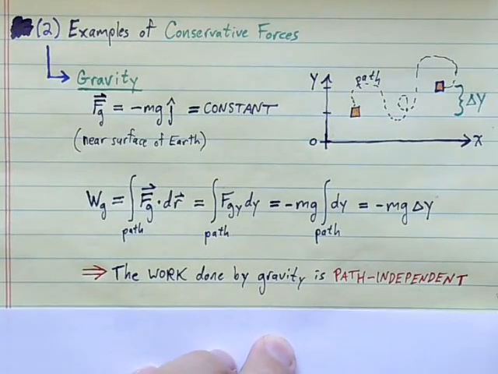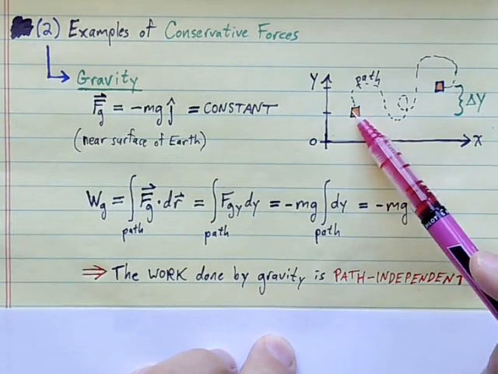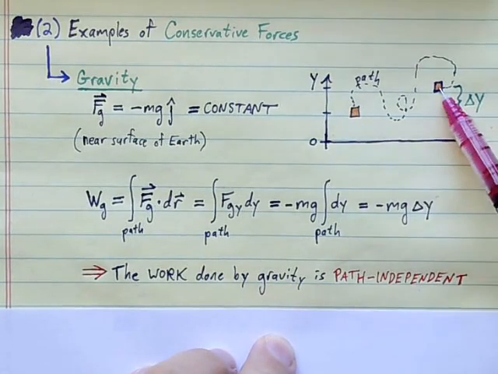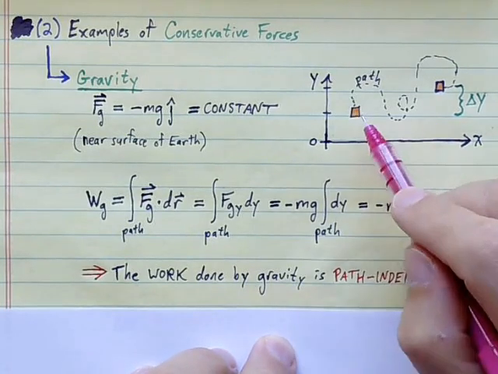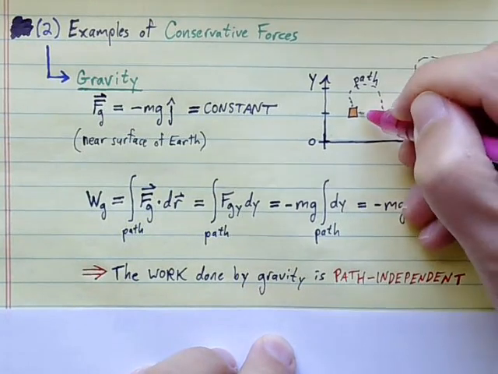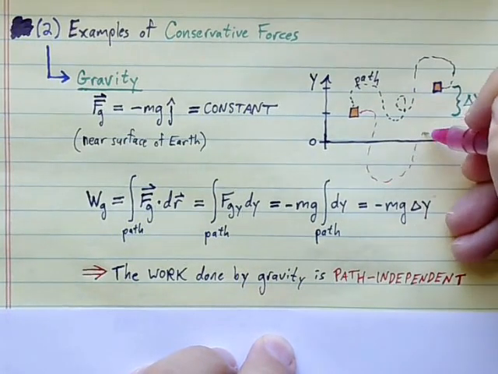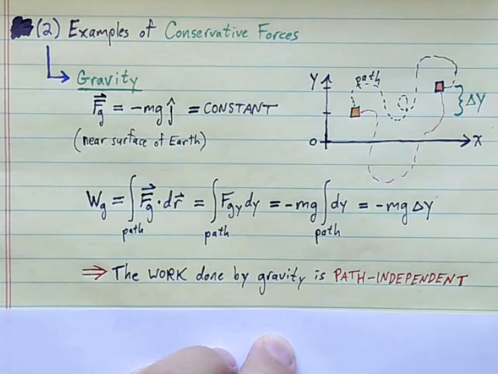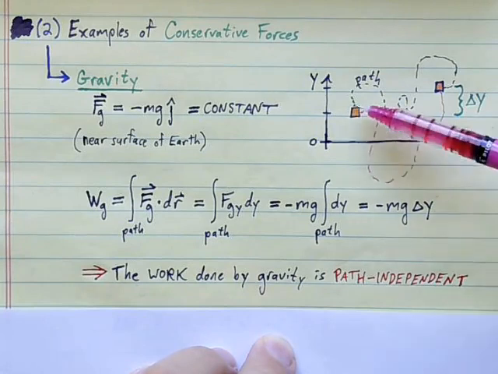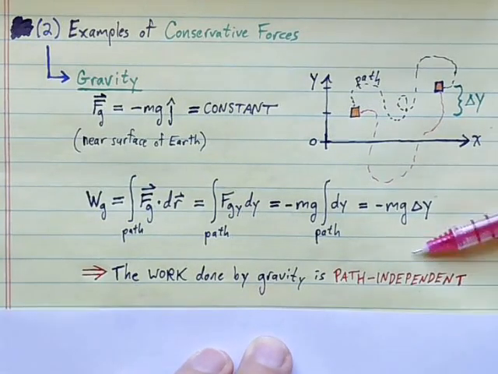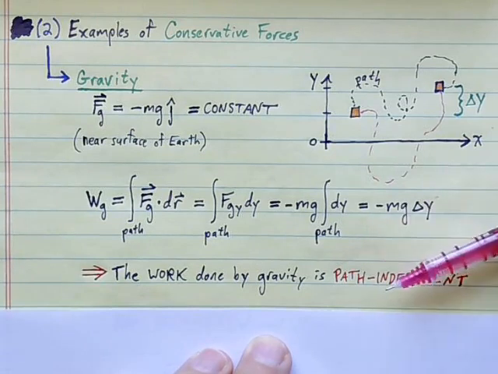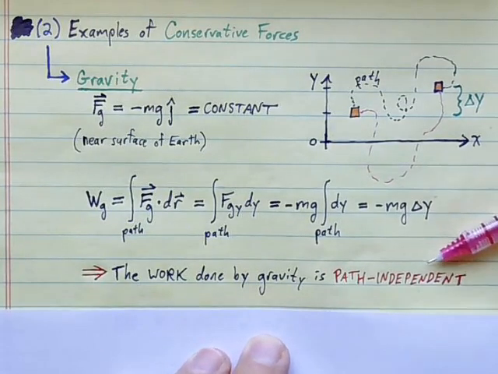The work done on an object by gravity depends only on where it started and where it ended, not the path in between. So for instance, I could get the block from here to there along some other path. I could have had it go like that instead, and gravity would have done the exact same amount of work along the pink path as it did along the black path, because they have the same starting and ending points. The work done by gravity is path independent. And we'll see that this is a general property of conservative forces. The work that they do is always path independent.